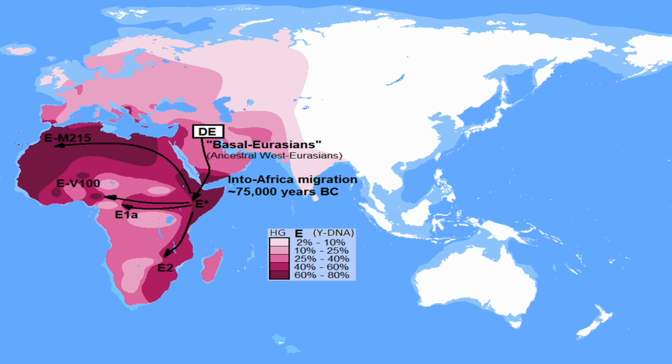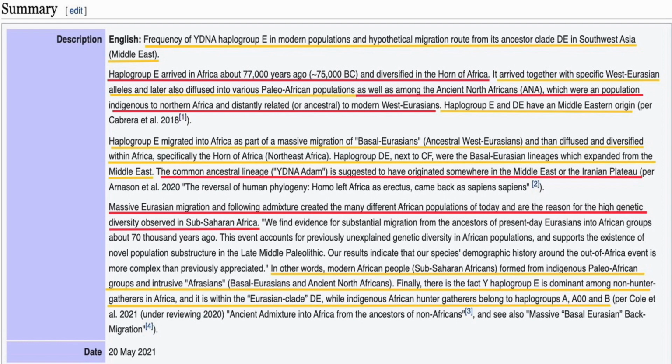Early human populations that can best be represented by the descendants of haplogroup DE would be the basal Eurasians, because haplogroup DE is an early Eurasian lineage. Frequency of Y-DNA haplogroup E in modern populations and hypothetical migration route from its ancestor, clade DE, in Southwest Asia, the Middle East. Haplogroup E arrived in Africa about 77,000 years ago and diversified in the Horn of Africa.